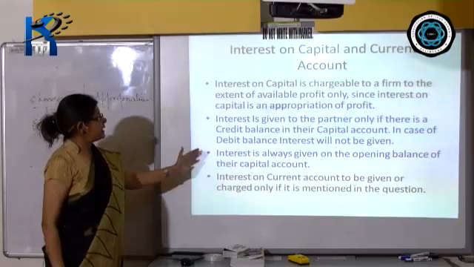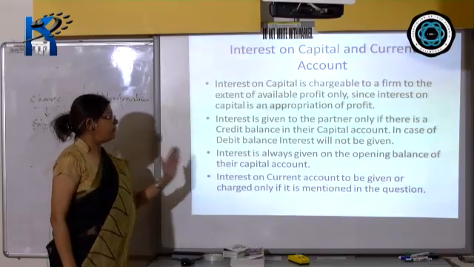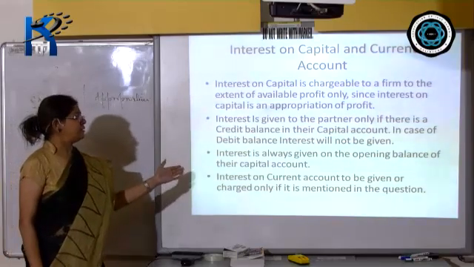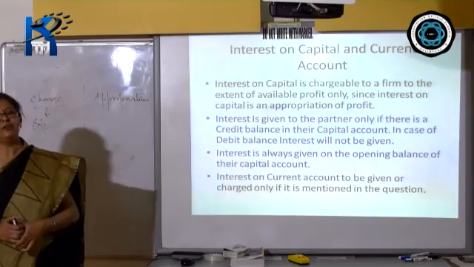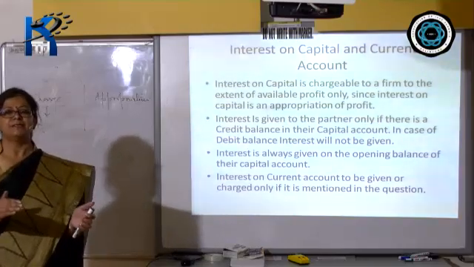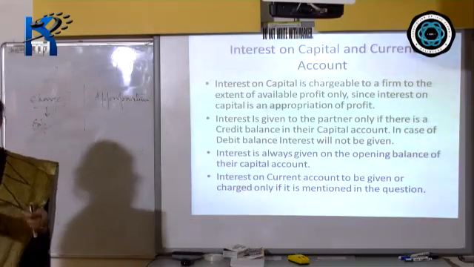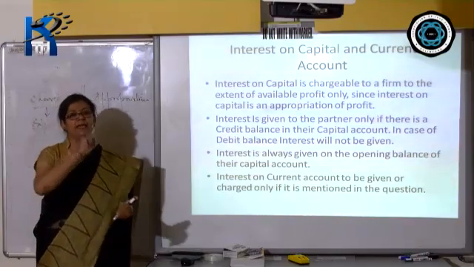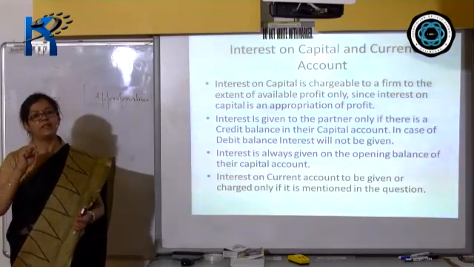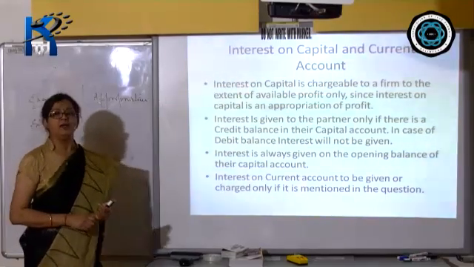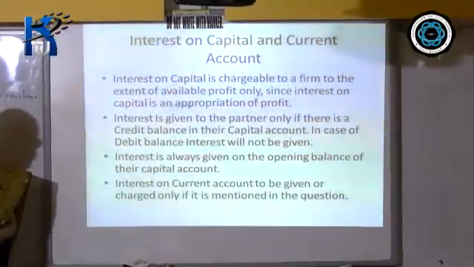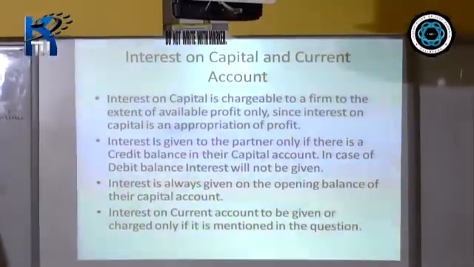The next point says, interest is always given on the opening balance of the capital account. Now, this is also very important because in previous years we've seen questions coming where the closing balances of the capitals are given. But the child feels that it's a very simple question, quickly calculates interest on that balance, which turns out to be wrong. So, interest needs to be calculated on the opening balance of the capitals.